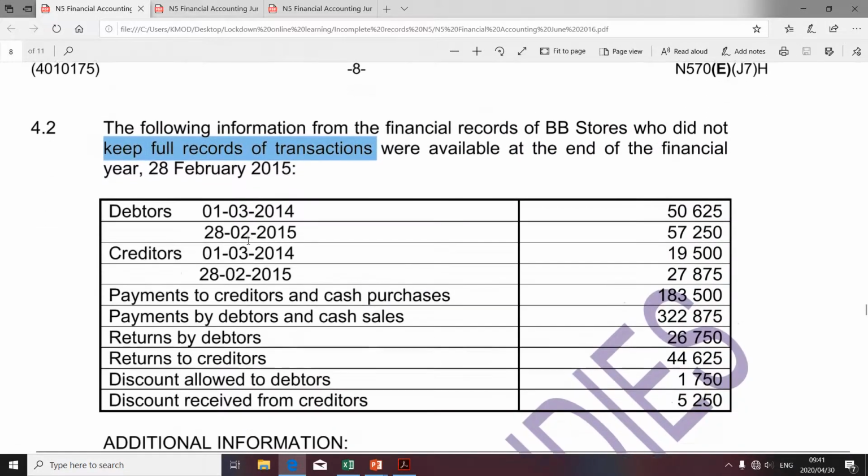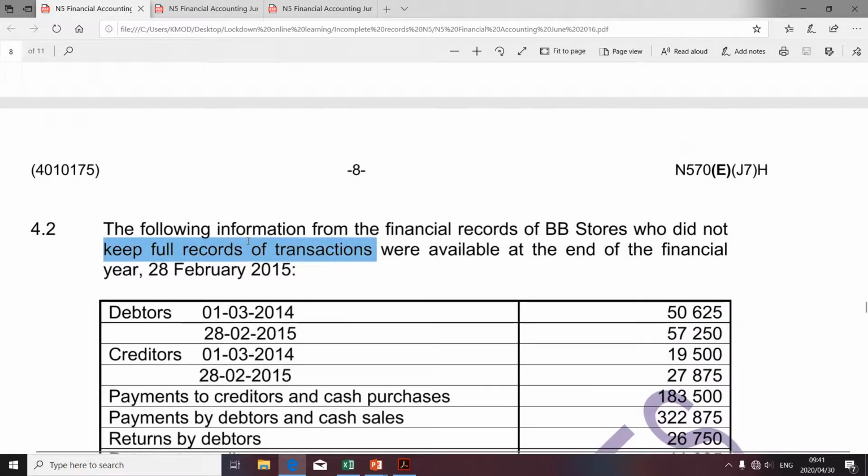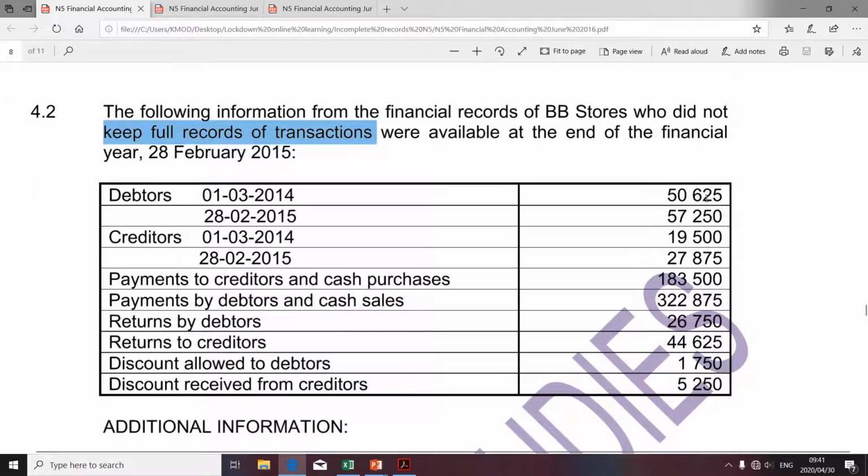That was essentially the purpose. We wanted to determine the amount of sales. Therefore, we're going to use the debtors control account. Remember, when you do the debtors control account, you can sometimes be required to determine the closing balance, but in this case we have both the opening and closing balance and other items relating to the debtors control account. Therefore, the balancing figure will not be attributable to the closing balance. However, it will be attributable to the amount of sales.